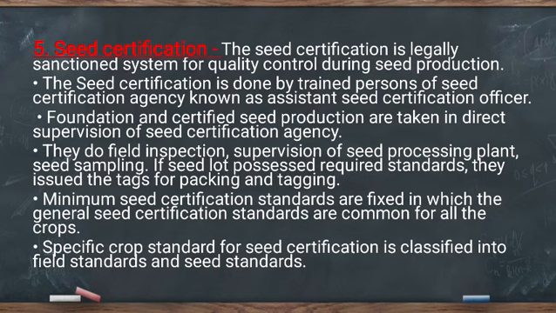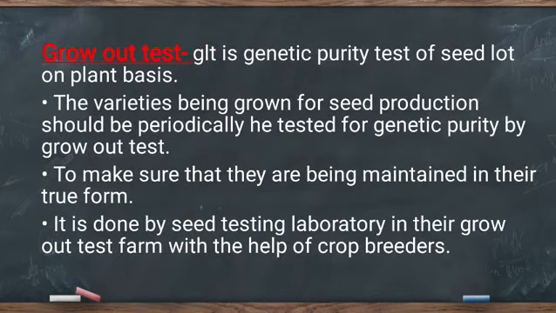Minimum seed certification standards are fixed, in which the general seed certification standards are common for all crops. Specific crop standards for seed certification are classified into field standards and seed standards. Grow out test is a genetic purity test of the seed lot on a plant basis.